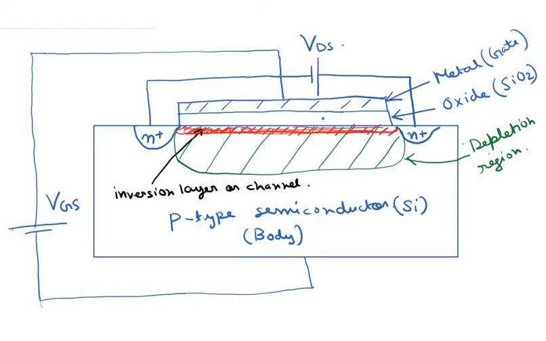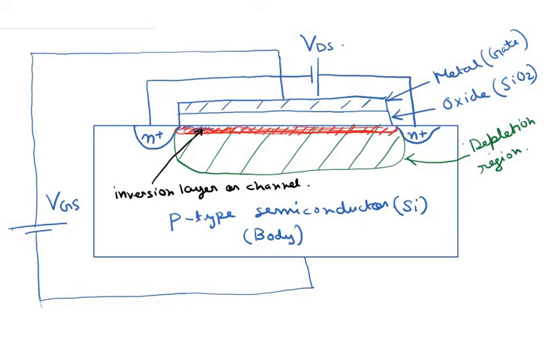So now what would happen? Because this N plus region contains a lot of electrons, this N plus region also contains a lot of electrons, and there are also a lot of mobile electrons in this inversion layer that is present at the surface. So if we provide a potential difference VDS between this N plus region and this N plus region, then current would start to flow.